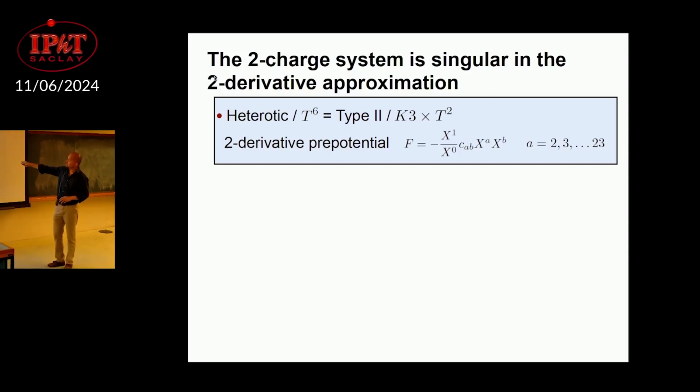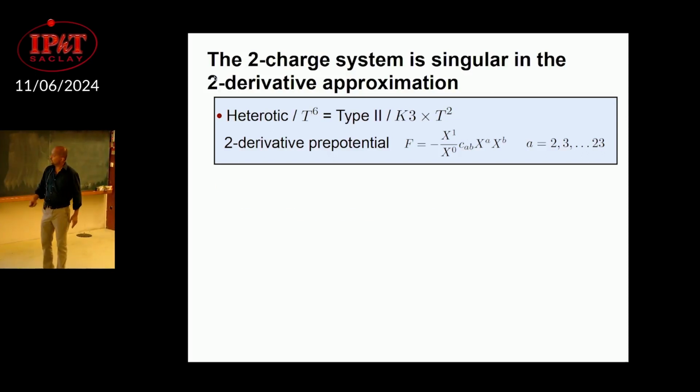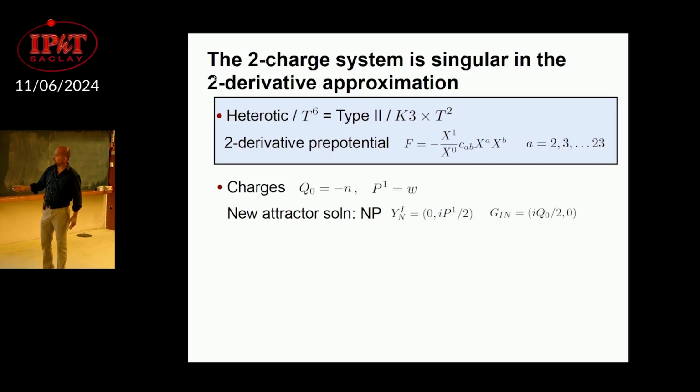And that's not an accident, because you can calculate it, for example, using heterotic-type II duality, in which case heterotic on T6 is type II on K3 times T2. Now the Calabi-Yau is like K3 times T2. And so you get X1 over X0 times the double intersection number. That's the full triple intersection numbers. Now the charges are Q0 and P1.